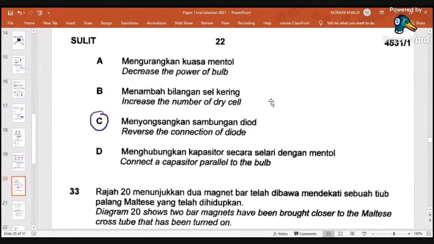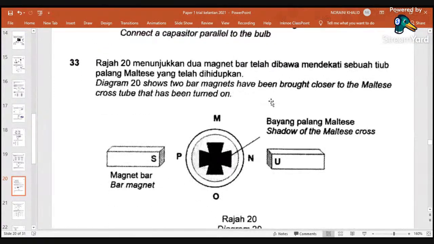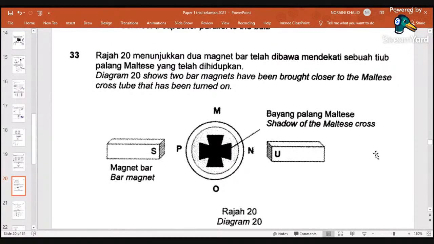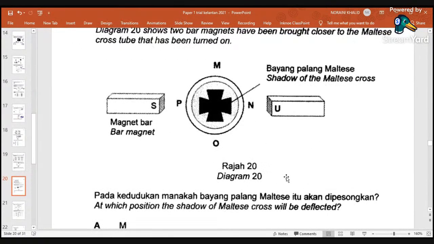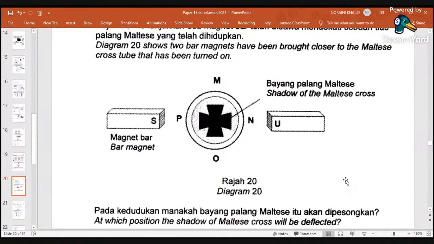Number 33, the diagram shows two bar magnets brought closer to the Maltese cross tube, which is turned on. In which position will the shadow of the Maltese cross be deflected? For the Maltese cross, the charge that moves is the electron. As we know, the direction of electron and current are always opposite. In this case, you will apply Fleming's left-hand rule.